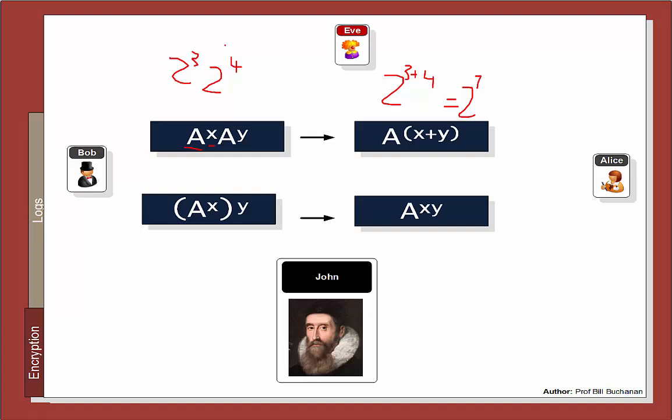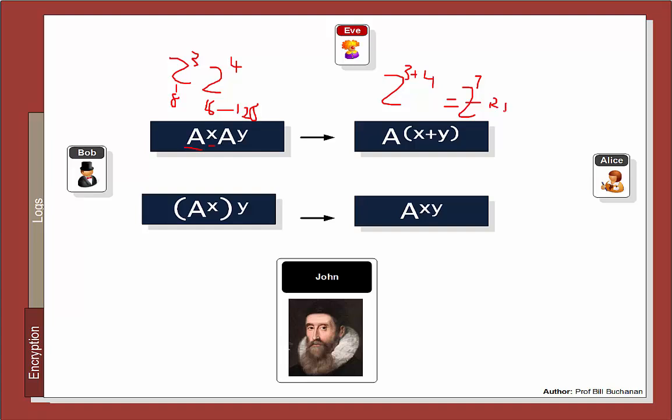So we'll just check: 2 to the power of 3 becomes 8, and 2 to the power of 4 becomes 16. And when we multiply them together, we get 128, which is the same as 2 to the power of 7, which is 128.